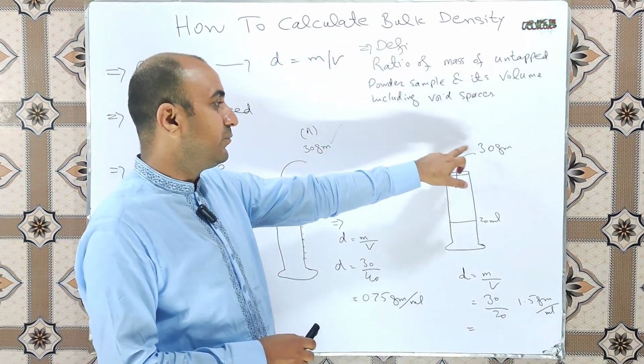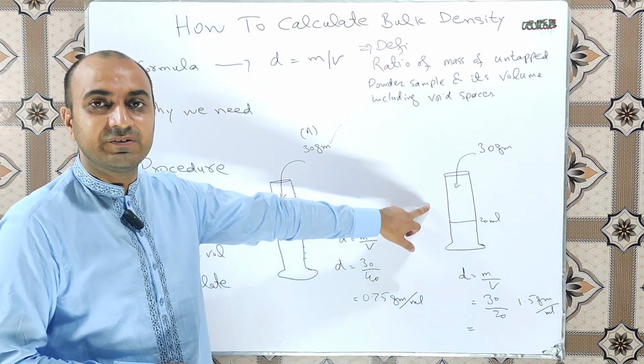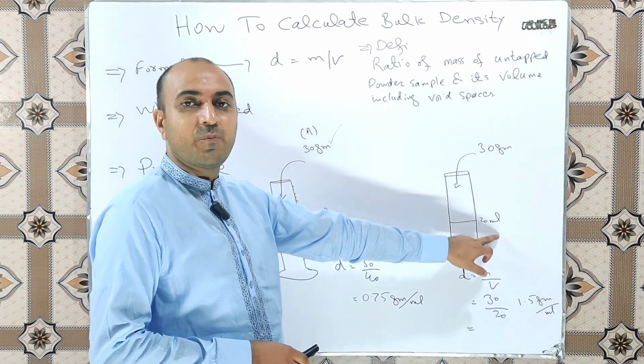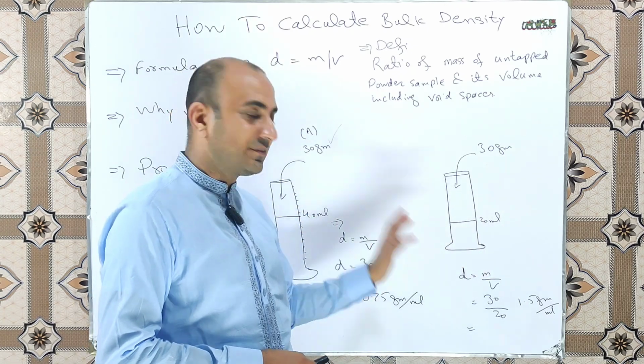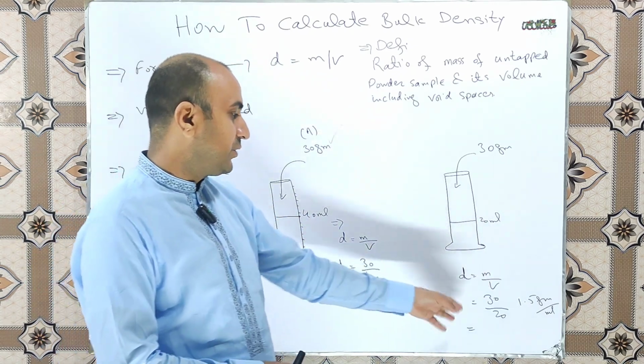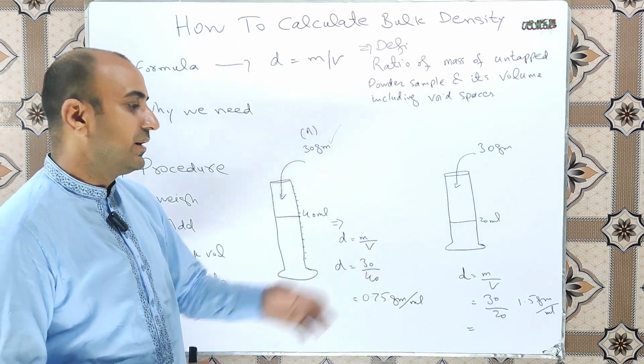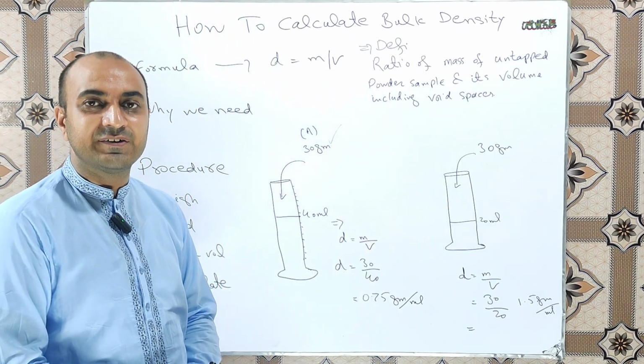In case study B, we have the material having weight 30 gram, add into the measuring cylinder and the volume occupied was 20 ml, meaning it was heavy. So the formula is D is equal to M over V. 30 over 20, the answer was 1.5 gram per ml. These are supposed values for easy understanding.